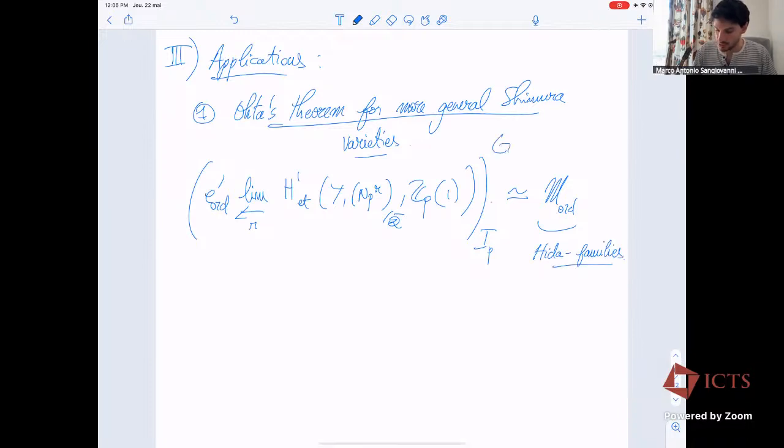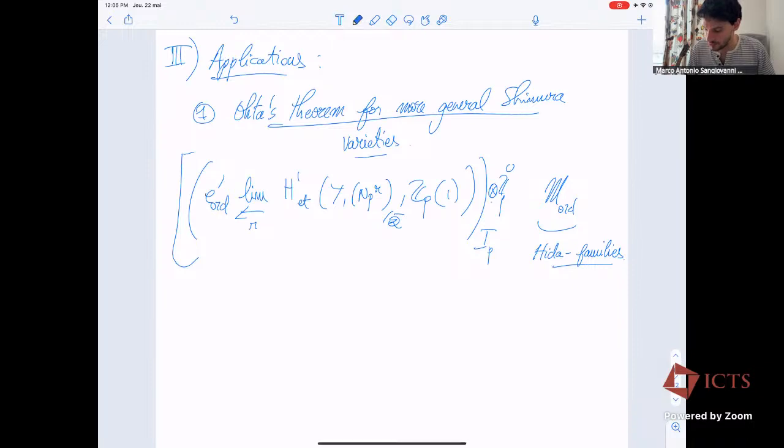So, and here I forgot to take Z_p breve. So this is the period ring. This representation, when I take inertia coinvariance, becomes unramified. I tensor it with Z_p breve, which is the valuation ring of the completion of the maximal unramified extension of Q_p. And if I take G_{Q_p} invariance, then this becomes the same thing as ordinary modular forms with coefficients in Z_p.